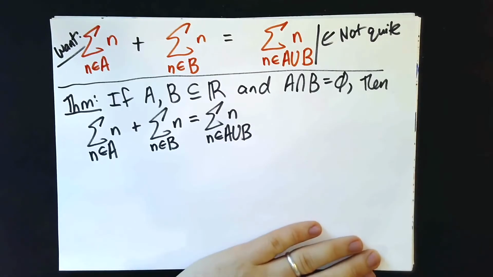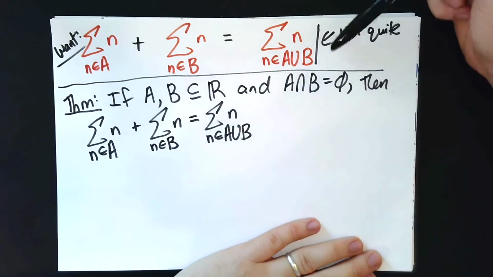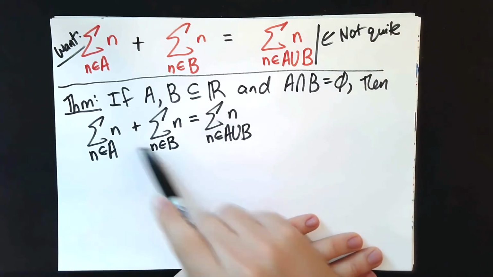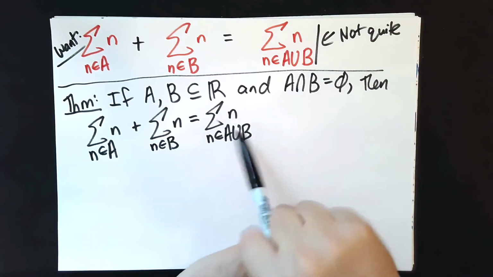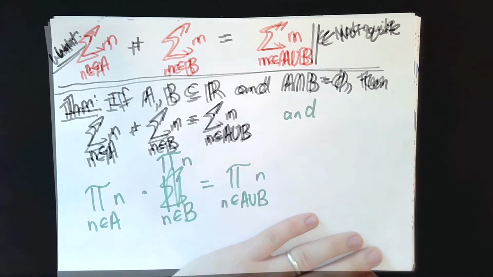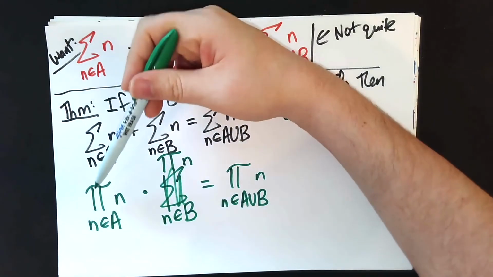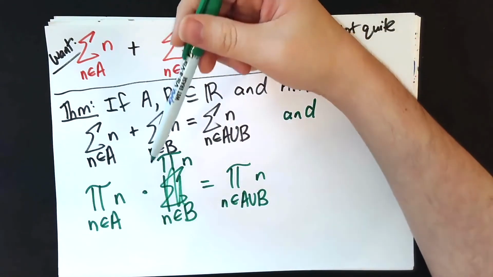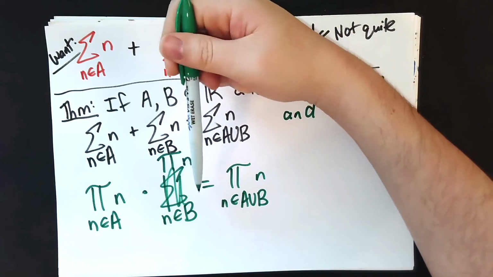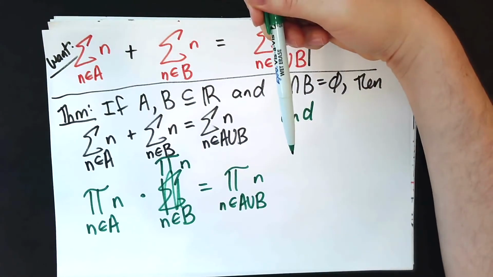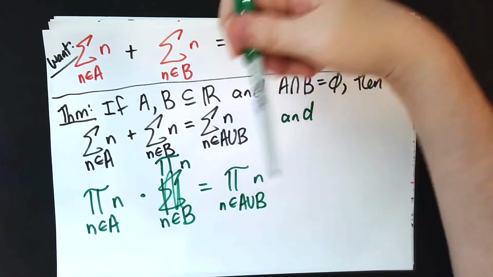But here's what's actually true. If A and B are subsets of R, and we add this annoying piece that they have no elements in common, then if I add all the elements in A and all the elements in B, that's the same thing as adding all the elements in A union B. Now, of course, I want the same thing to be true for products. Namely, I want it to be true that if I take the product across n in A and multiply that by the product across n in B, then I get the same thing as if I take the product across all the n's in A and B, or in A union B if you prefer.